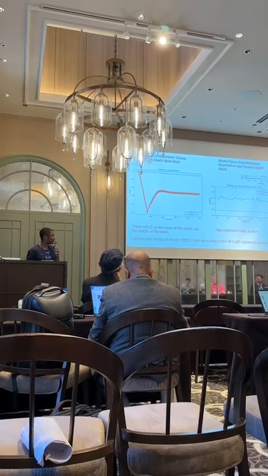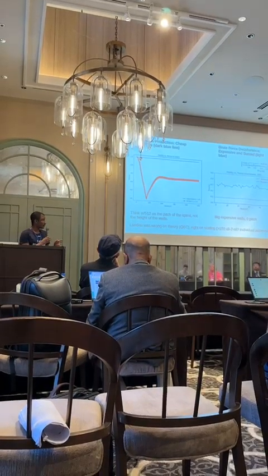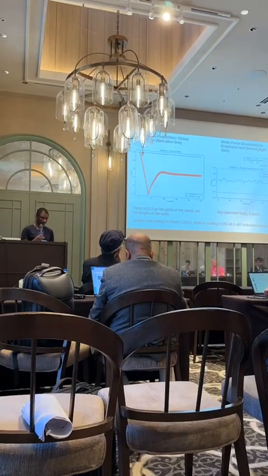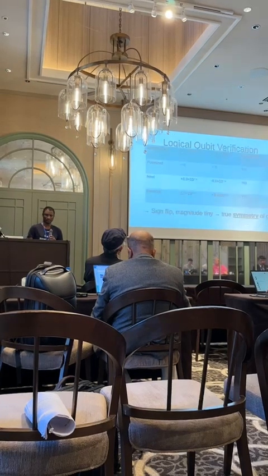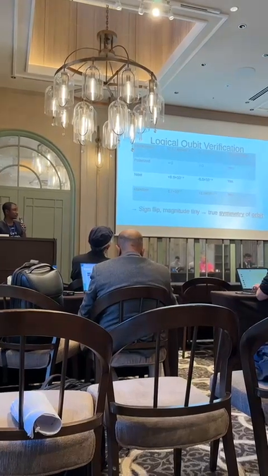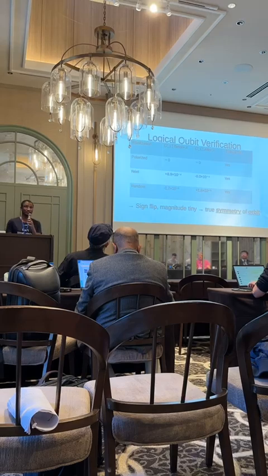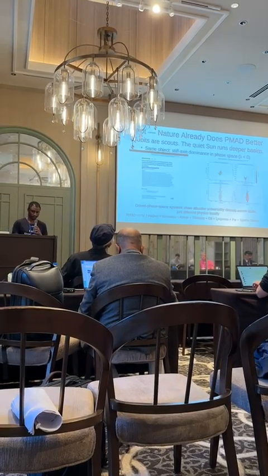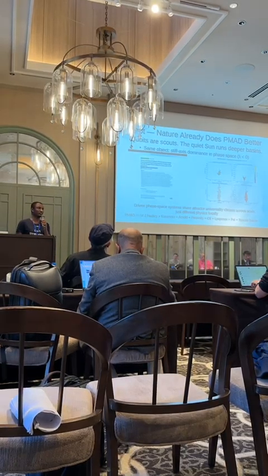Think of pi over 512 as the pitch of the spiral, not the height of the walls. On the right, big expensive walls that have zero pitch. Side flip, magnitude tiny, true symmetry of the orbit. If this were just noise, it wouldn't care which way I flip the qubit. Pivot. Nature already does phase-mediated attractor dynamics better.